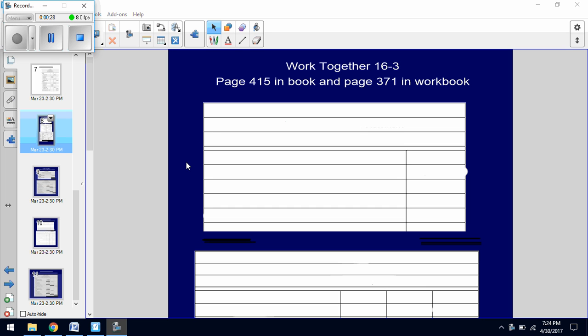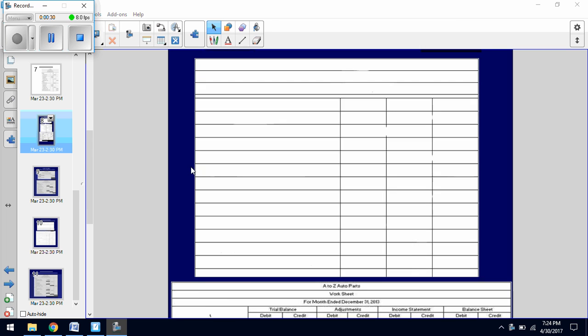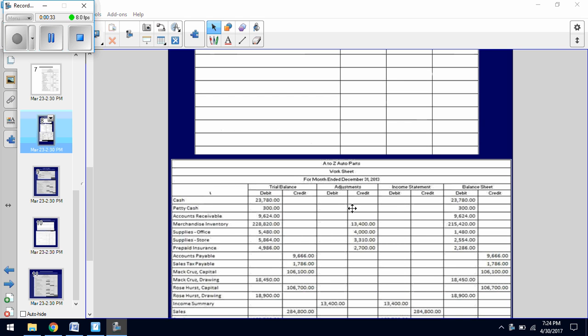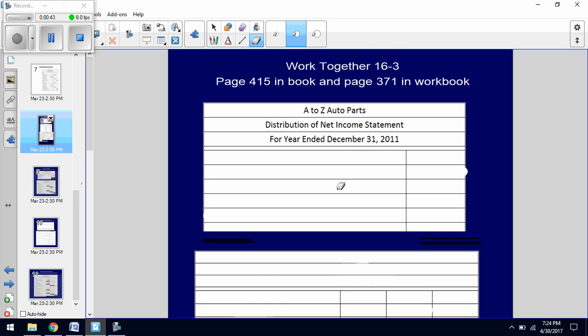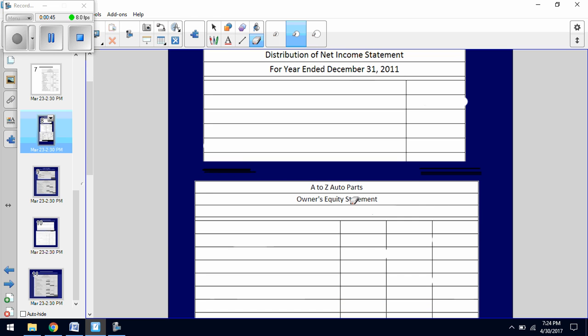So first I'm going to put my heading on both of them since it's the same as right here on the worksheet. You can see A to Z Auto Parts. Just make sure you include the correct document name. So we got distribution of net income for year ended December 31st. And on the other one, owner's equity statement for year ended December 31st.